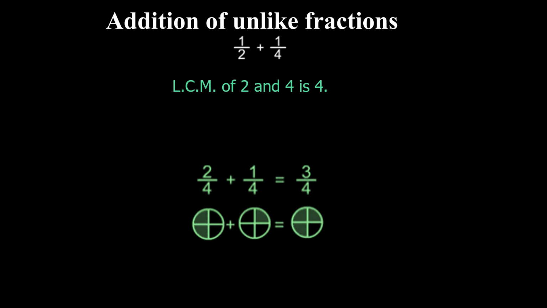So when we convert 1 by 2 to change the denominator to 4, we should multiply the denominator by 2, isn't it? 2 into 2 equal to 4. When we multiply, we should multiply the numerator also. So 1 into 2, 2 into 2. That is 2 divided by 4. That is the equivalent fraction for 1 by 2. So 2 2s are 4, 1 2 is 2. So 2 by 4 plus 1 by 4, that is equal to 3 by 4.